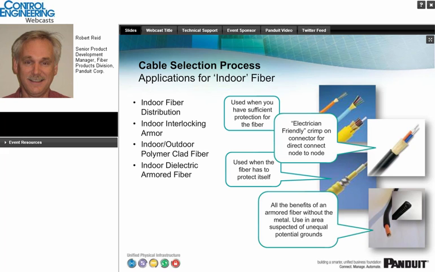Indoor-outdoor polymer clad fiber, this is the tough fiber that we talked about that has the electrician-friendly crimp-on connector, and it's really meant for node-to-node applications, control panel to control panel. And then this new indoor dielectric armored fiber, which would be a direct replacement for the indoor interlock armor. Lighter, smaller bend radius, no grounding and bonding.